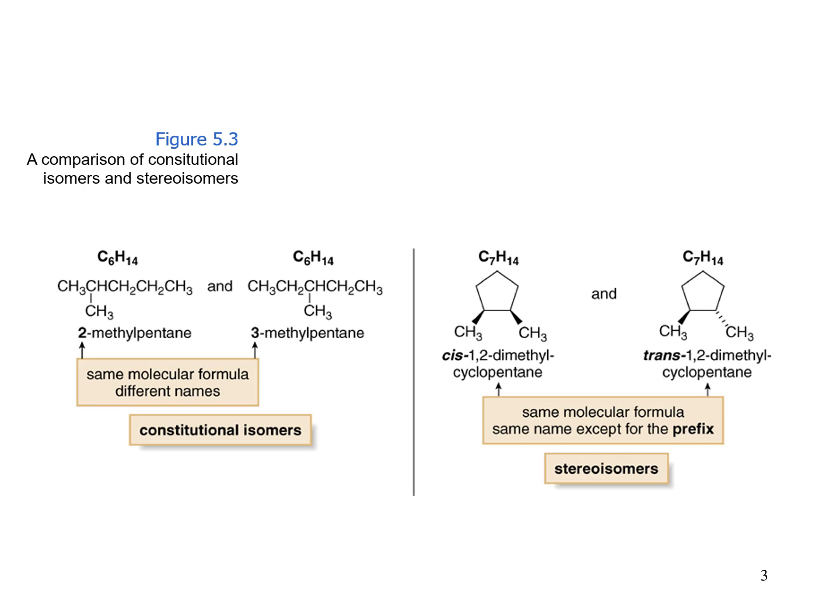The comparison of constitutional isomers and stereoisomers can be depicted as follows. For example, if you take 2-methylpentane and 3-methylpentane, they have the same molecular formula, and only the position of the methyl group differs: on the second carbon in 2-methylpentane and on the third carbon in 3-methylpentane. Therefore, this type of isomer is known as a constitutional or structural isomer, having the same molecular formula but different names.